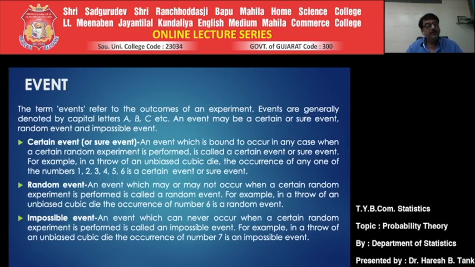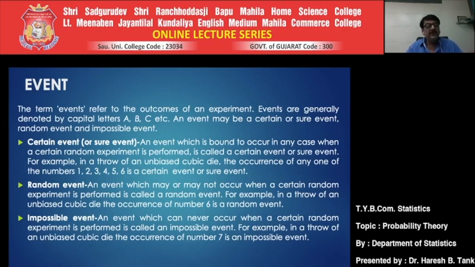Event. We have seen earlier also that the outcome of an experiment is called an event. There are different types of events. Generally, these events are denoted with capital A, B, C, or anything which you wish to. An event can be certain, it can be random, it can be an impossible event. Let us see it one by one.